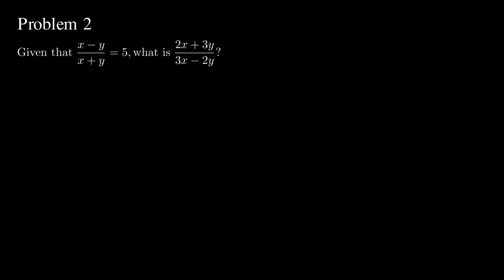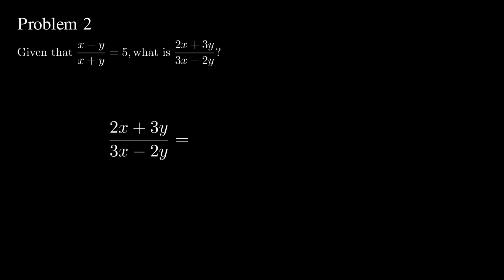This time we are given x minus y over x plus y is 5, and we need to find the value of 2x plus 3y over 3x minus 2y. So like last problem, let's just start with what we're given. The fractions are making things very difficult, so let's start by multiplying both sides by x plus y, which becomes 5x plus 5y after expanding. Now let's shuffle things around and move our x's to one side and y's to another, to get 4x equals negative 6y, and after some simplifying, that becomes x equals negative 3 over 2y.